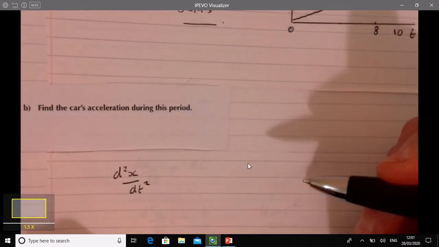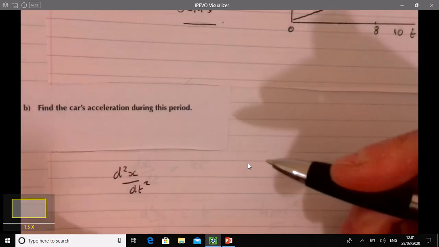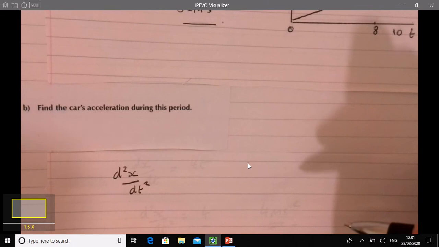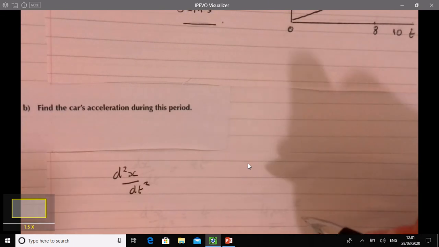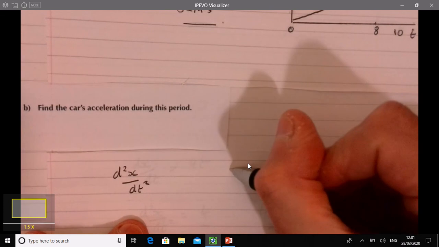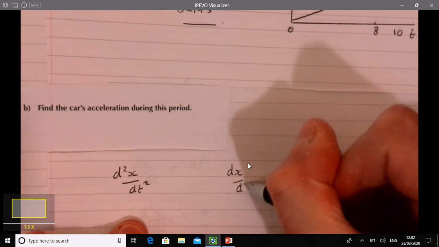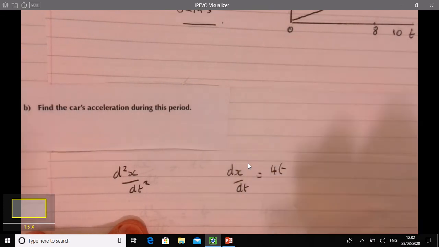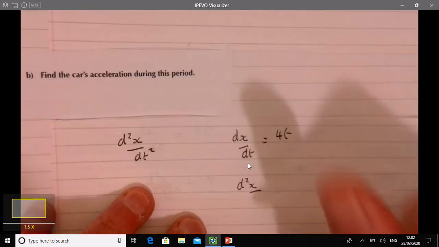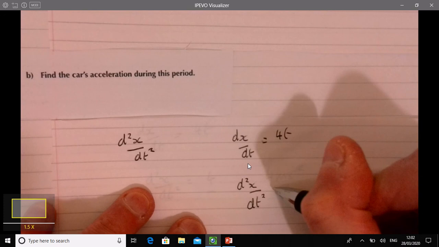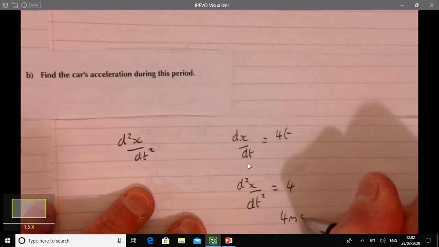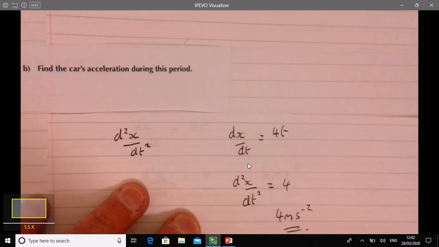Most maths is relatively straightforward as long as you know what it's actually asking you to do. When it's y and x, it's straightforward, and then when we start changing the letters, changing the context of the question, it just adds a little bit of confusion. So remember, dx over dt is equal to 4t. So therefore, the second order derivative, just get used to writing the letters down, equals 4. So that's our acceleration just there.